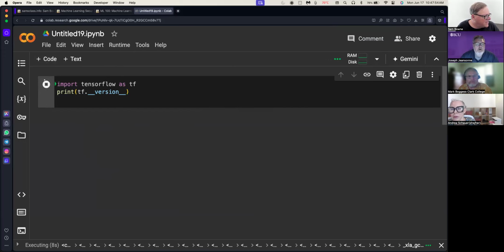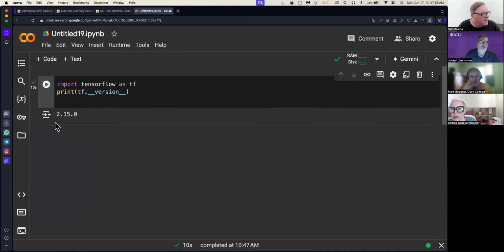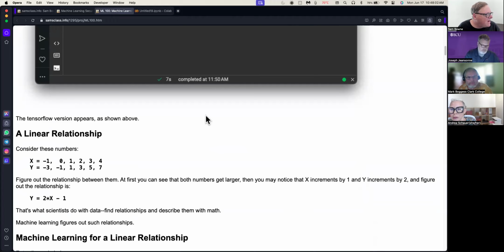And still going, 8 seconds, taking longer than usual. But of course, okay, there it is. That version number. It doesn't matter for us what version number it is. So now we have TensorFlow.